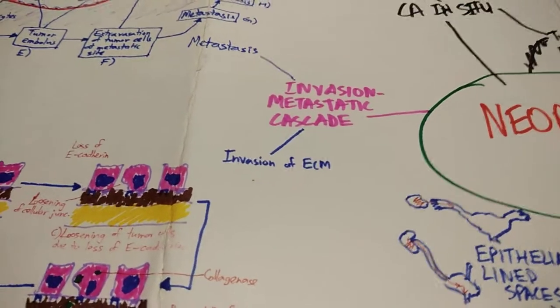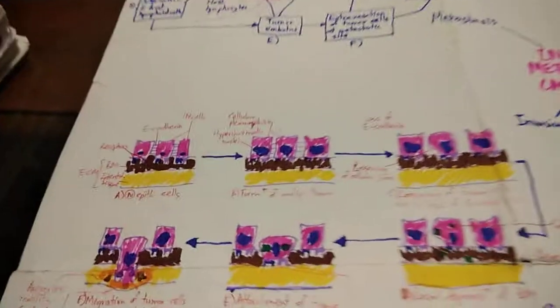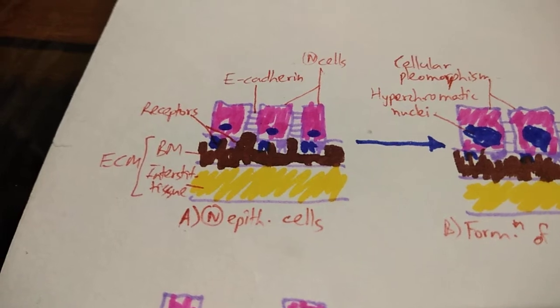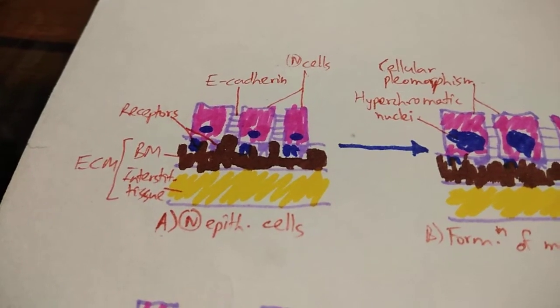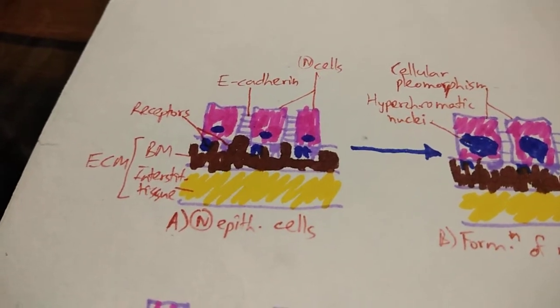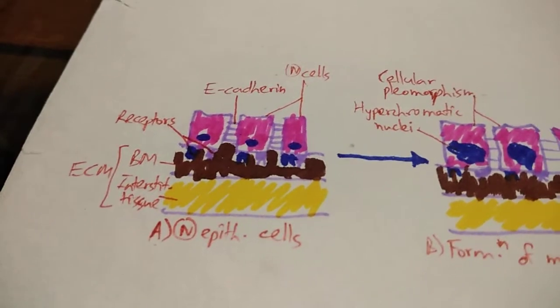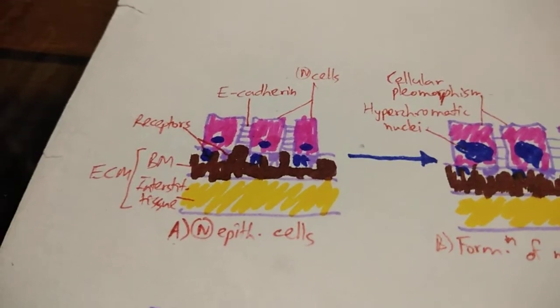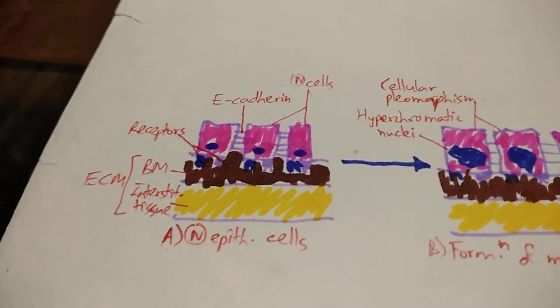You find invasion of the extracellular matrix. Let me explain with this diagram over here. Here you have normal epithelial cells, all right? You find that the cells have proper orientation with each other. They're adhered to the basement membrane, which is intact, and they show normal cell function. That is a normal nuclear to cytoplasmic ratio. There's normal cell size and normal cell structure.